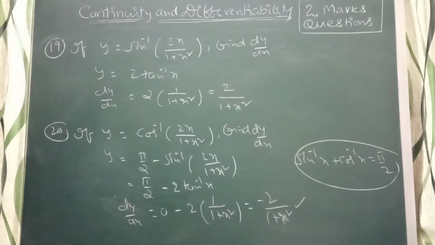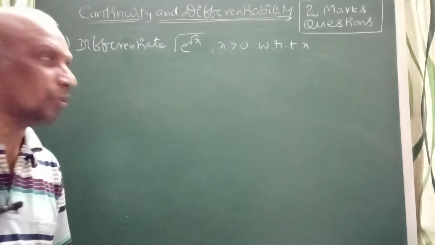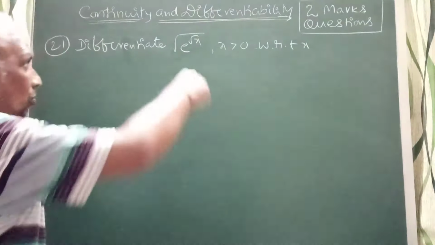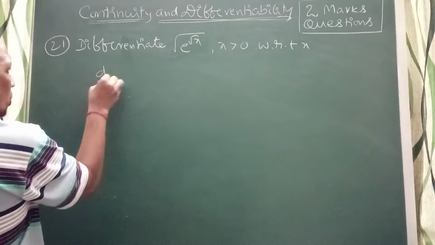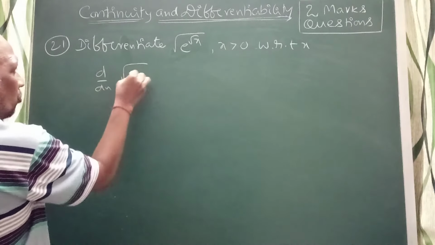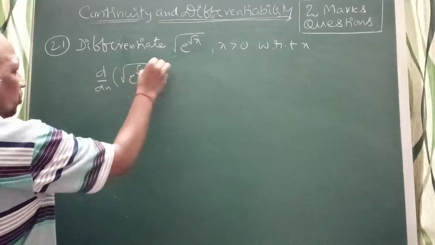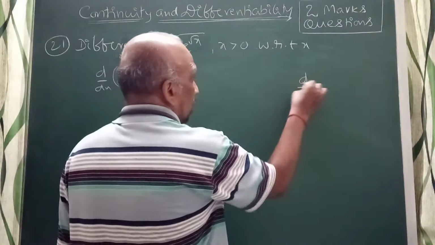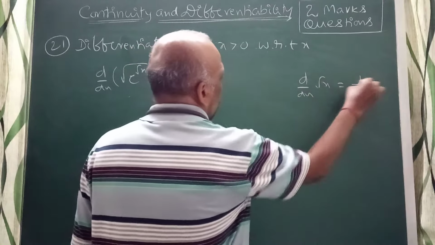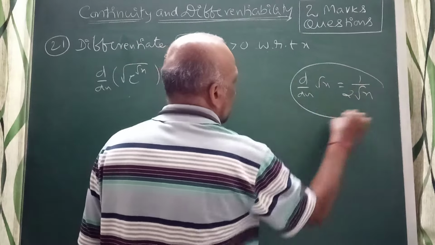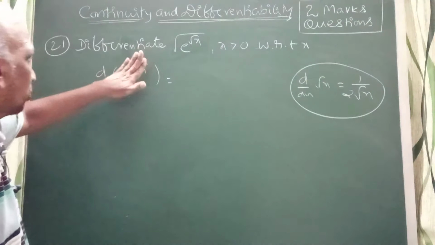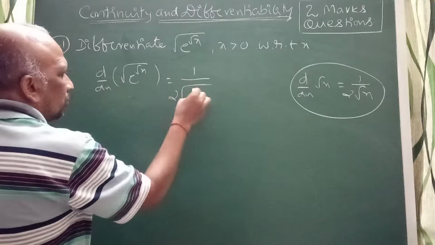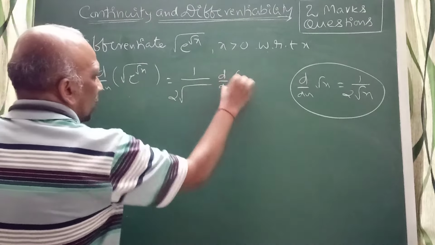Now I will solve the next problem. See this problem. Differentiate root of e power root x, x greater than 0, with respect to x. If they are asking to differentiate this, then dy by dx of root of e power root x. Remember, the derivative of root x is 1 by 2 root x. This is the main concept. The derivative of root of something, I can write this one: 1 by 2 root of, d by dx of, right?